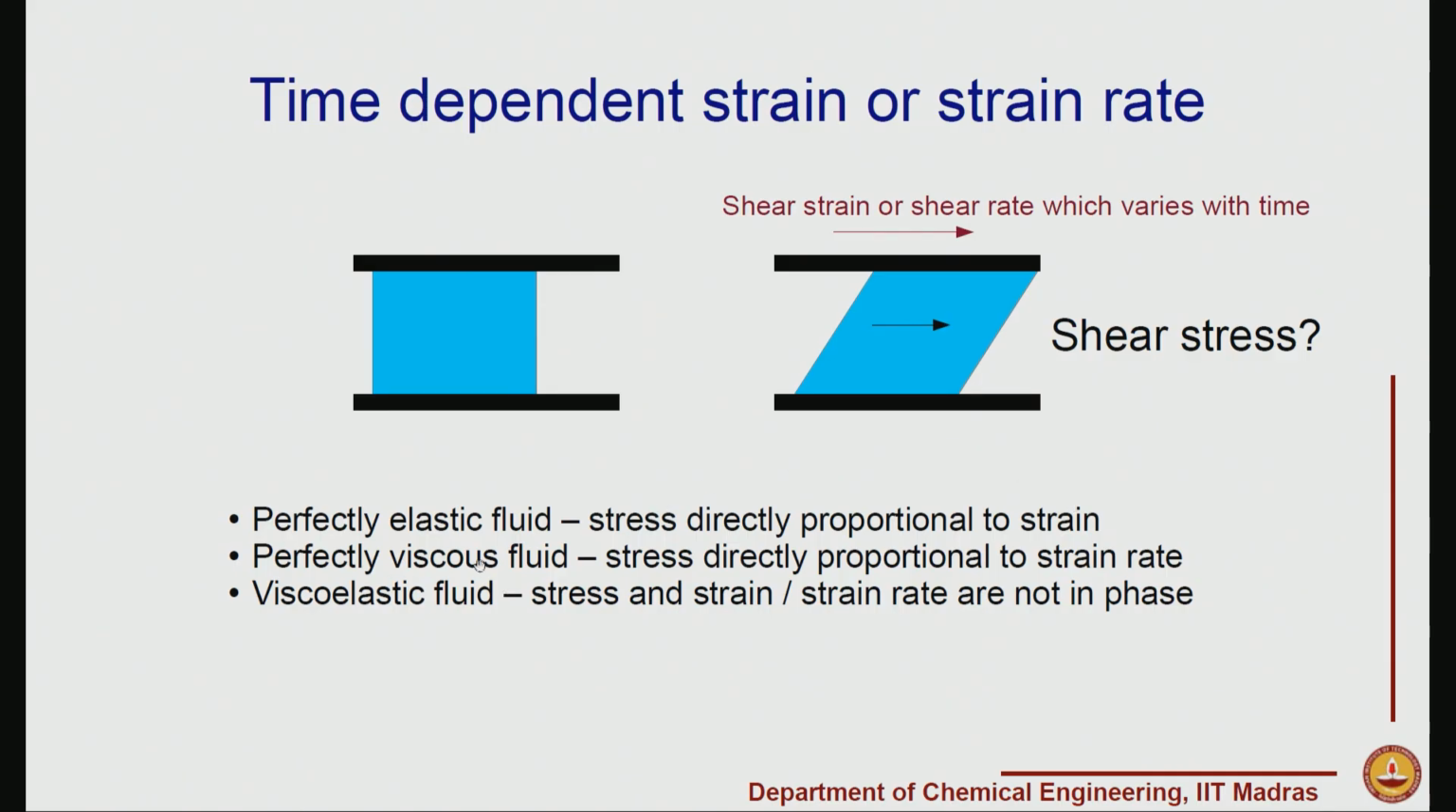If we look at a perfectly viscous fluid, then stress is directly proportional to strain rate, and since strain rate and strain are out of phase, stress will be out of phase with respect to strain. And of course, in a viscoelastic fluid, stress and strain or strain rate will not be in phase, nor will they be completely out of phase. So, there will be a phase which is neither 0 nor 90, and in fact it will be an indicator of the relative contributions of elasticity and viscous nature in these fluids.